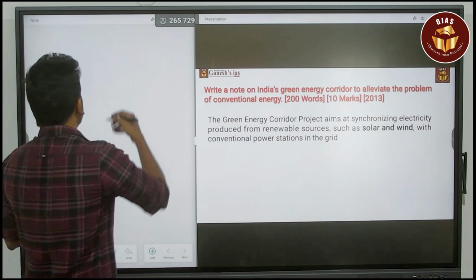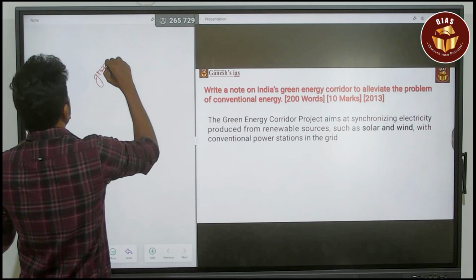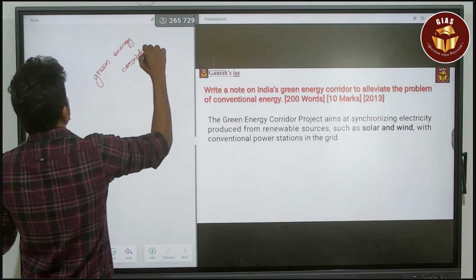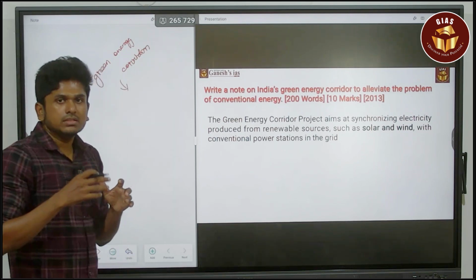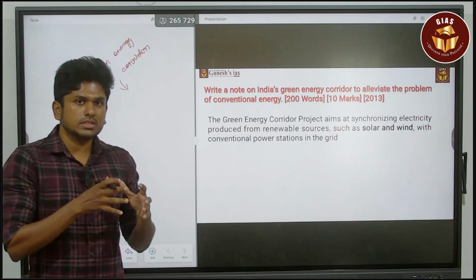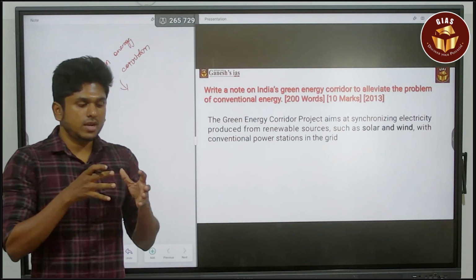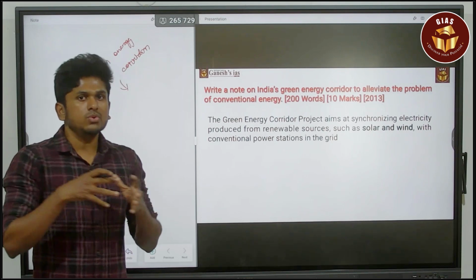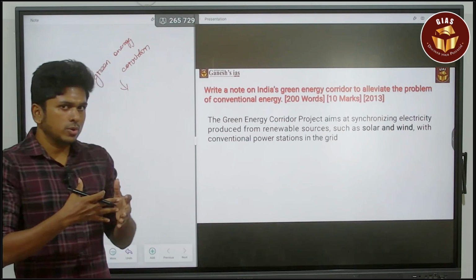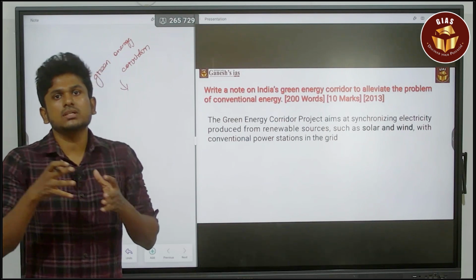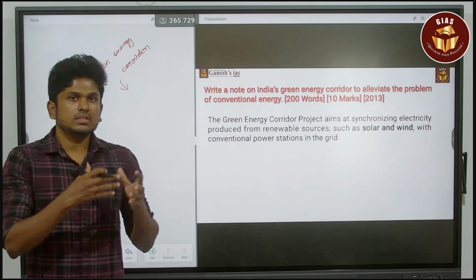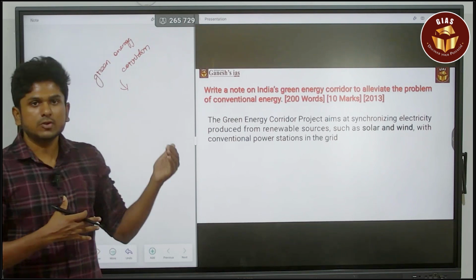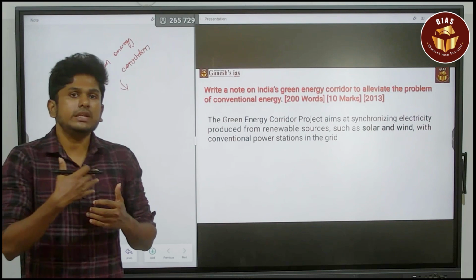When it comes to the green energy corridor, you have to know what the green energy corridor is. The green energy corridor is nothing but focusing on producing renewable energy and making it a sustainable energy source. In that scenario, you have to replace the conventional energy sectors. We are using certain electrical lines and transformers, and only in that system are you going to provide this renewable energy to households. So you have to integrate it.